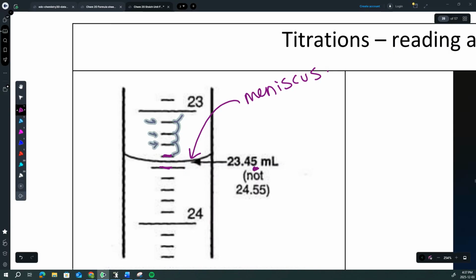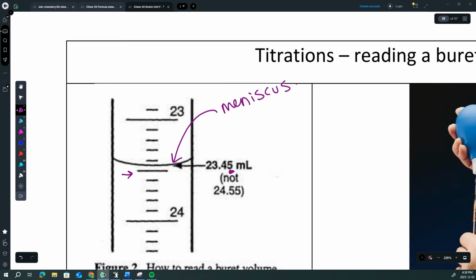Okay. When you're reading a burette, the somewhat longer tick marks just denote the halfway point, or like 0.5.